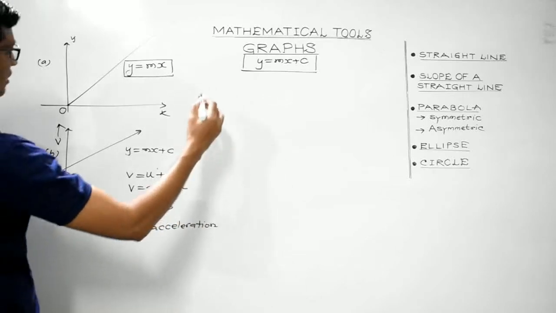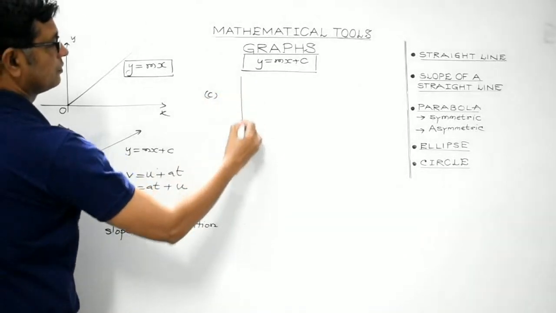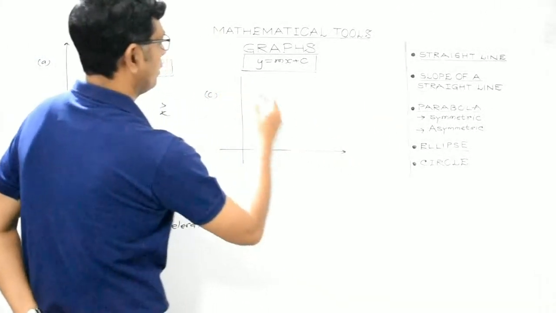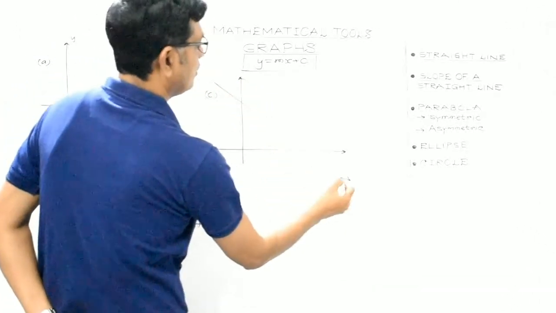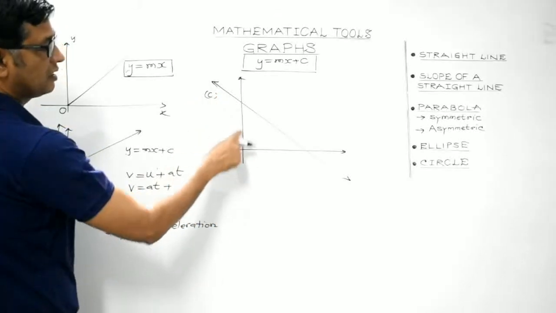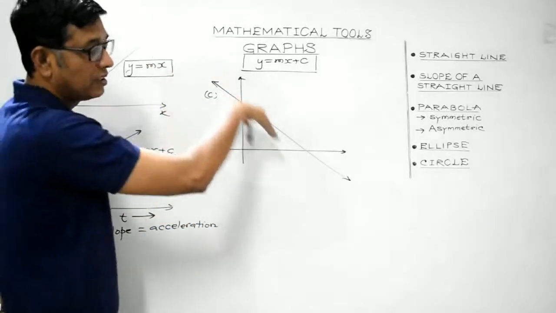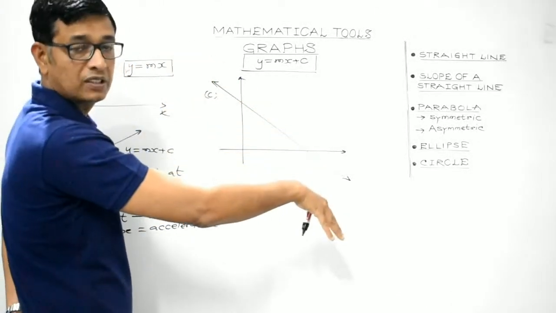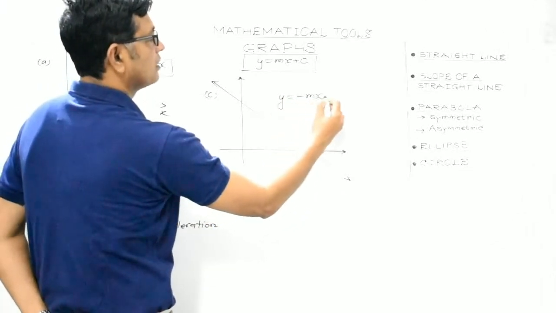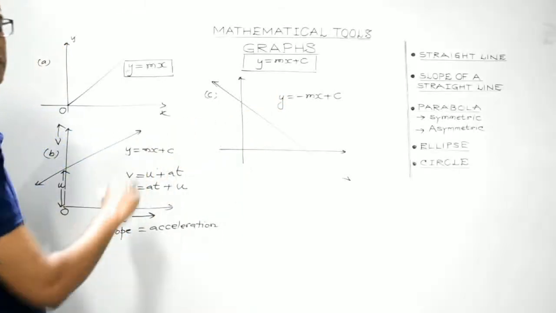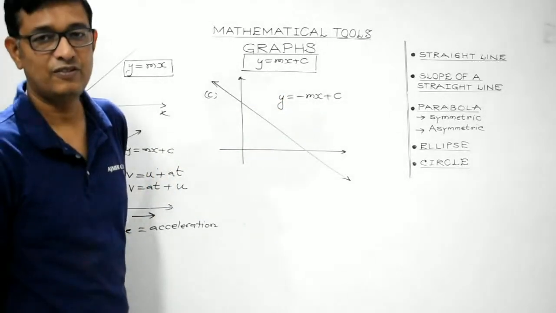Okay, let's consider the third case. It can be like this as well. In this case, c is positive, but the slope is negative. It is downhill, so the slope is negative. So what's the standard equation of this? It will be minus mx plus c. Here the slope is negative, right?